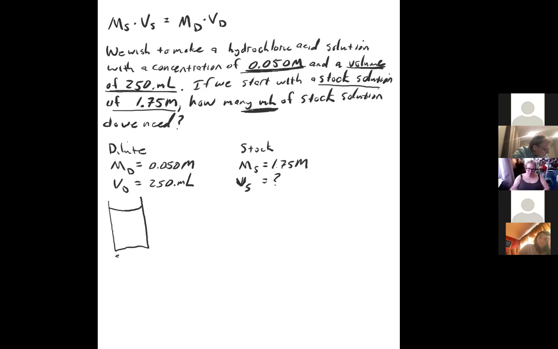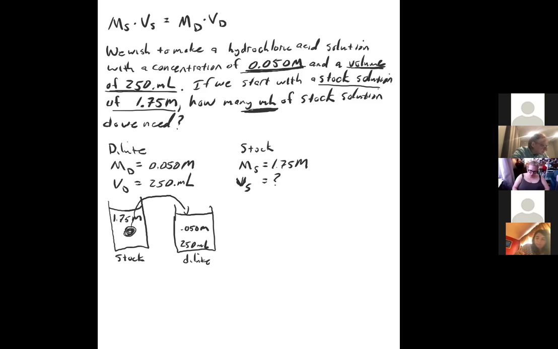So here's your stock, and it's 1.75. Okay, and we're really asking how much of that do you have to take out to make our dilute solution? Knowing that this is 250 ml and knowing that this is 0.050 moles per liter. Okay, so you're really just trying to figure out how much is going over there.